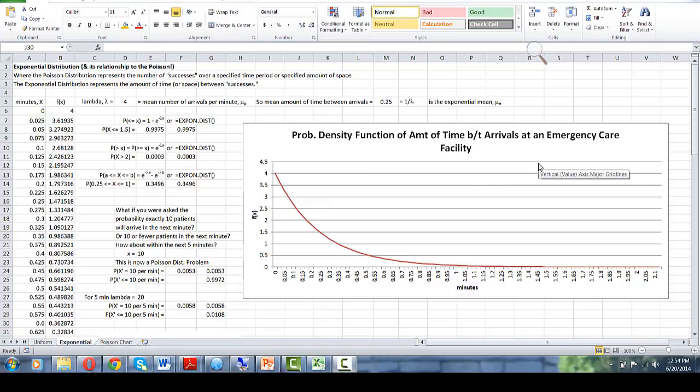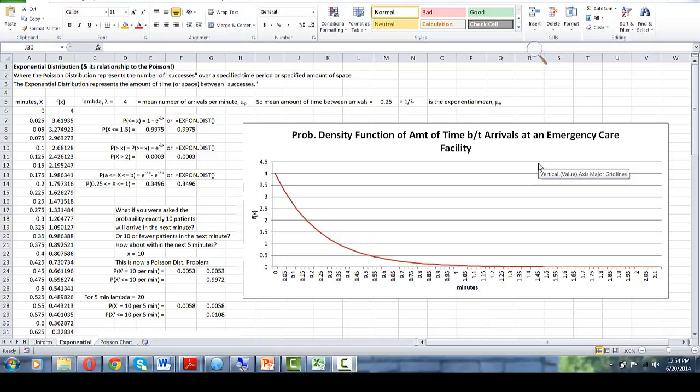And before we do that, some uses of the exponential are often in dealing with waiting line models, lifetime of mechanical devices, things like that. The amount of space between flaws. Okay, so it's often on a time continuum or a space continuum, something like that.